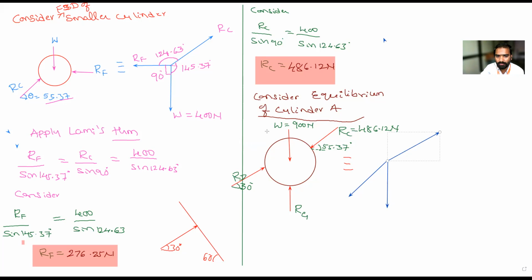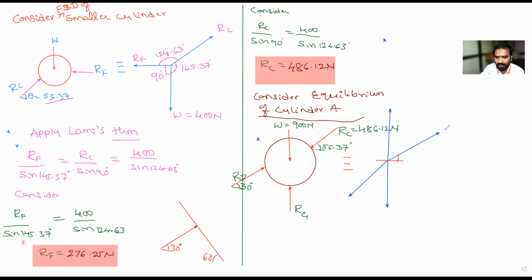Next, RG is going in the upward direction. I'll take this. RG is going in this direction. Is it clear, everyone? Yes, sir. Okay. So I will draw a horizontal line. Next, I will write the angles.